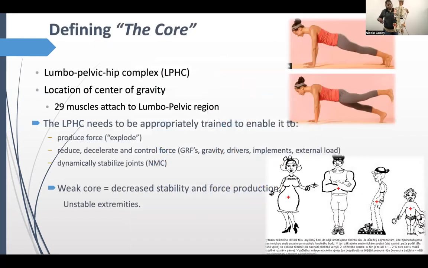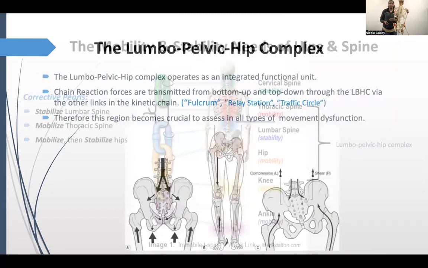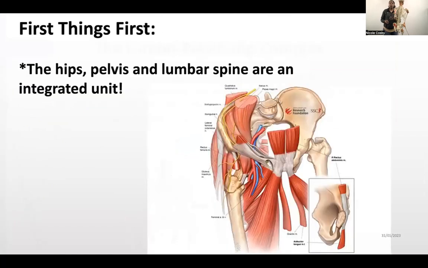So the lumbopelvic hip complex is really the term that we should use as clinicians. However, to the general public, they most often refer to it as the core. And if I go back to this original slide here, one of the things that you have to understand about the lumbopelvic hip complex, and you can see it in this image, is that there are 29 muscles that attach to that lumbopelvic hip complex, exerting forces in different directions with the goal of really creating a stable complex or region, right?